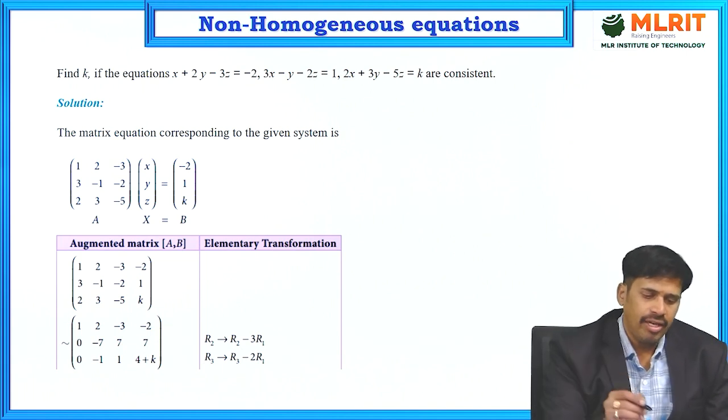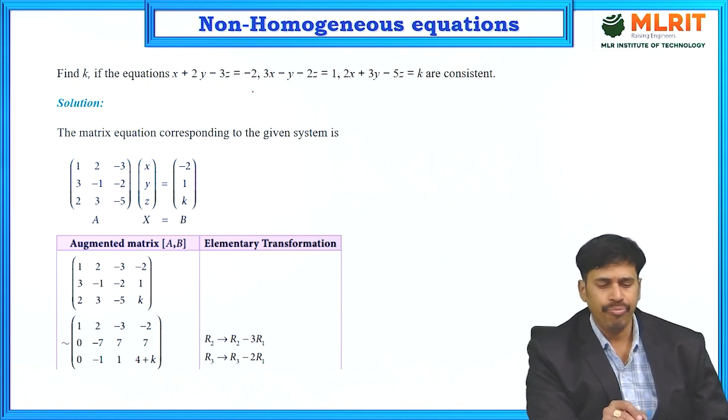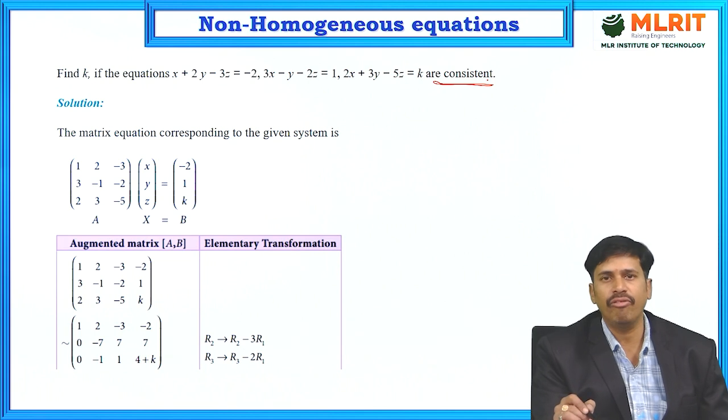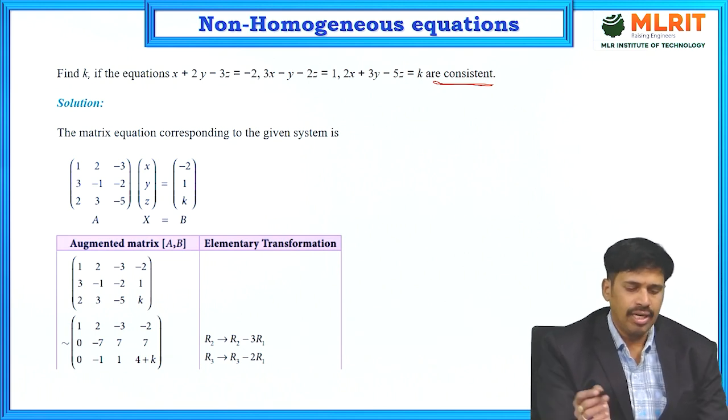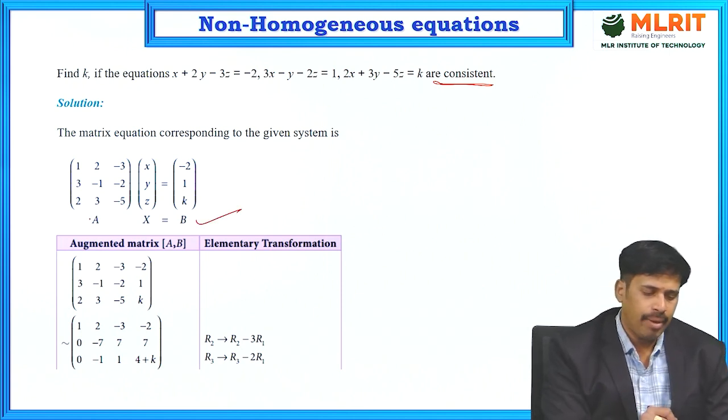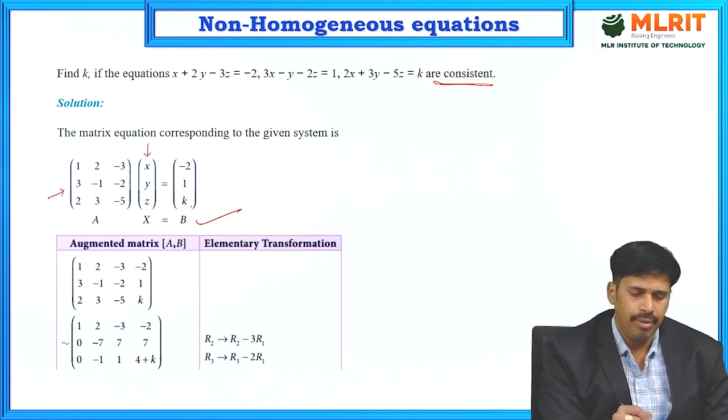Find the value of k if the equations x plus 2y minus 3z equal to minus 2, 3x minus y minus 2z equal to 1, 2x plus 3y minus 5z equal to k are consistent. It is already given in the question that the system of equations is consistent. If so, we have to find the value of k. For that, the system of equations can be written in this form: AX equal to B, where the A matrix is given by this, capital X is x, y, z, and capital B equals the right side values minus 2, 1 and k.